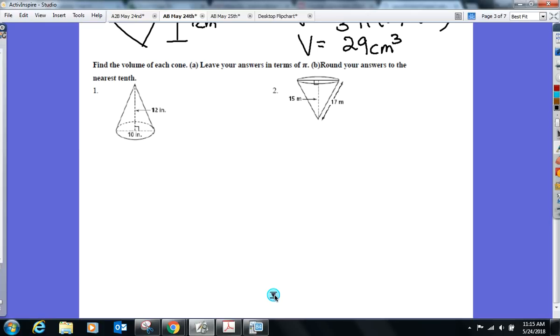for the second one. There's 2 directions. I want one answer left in terms of pi, then convert it to the nearest tenth for me. All right, so leave your answer in terms of pi, convert it to the nearest tenth. So let's go terms of pi first.